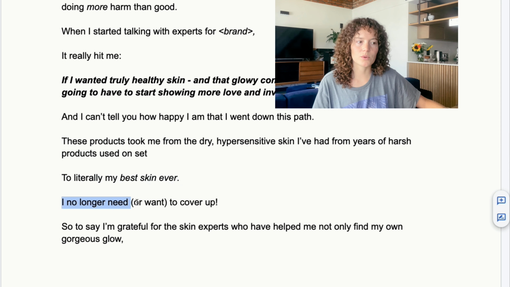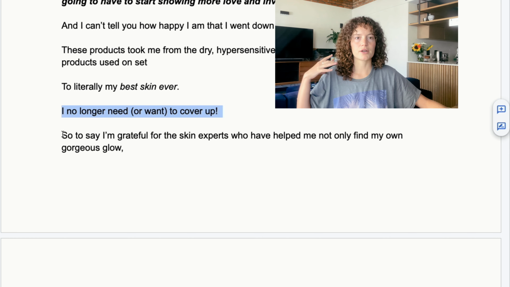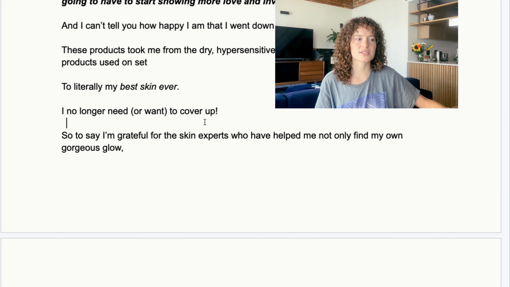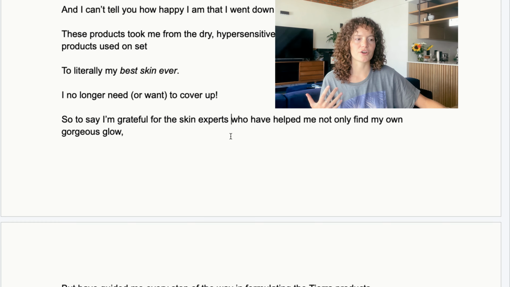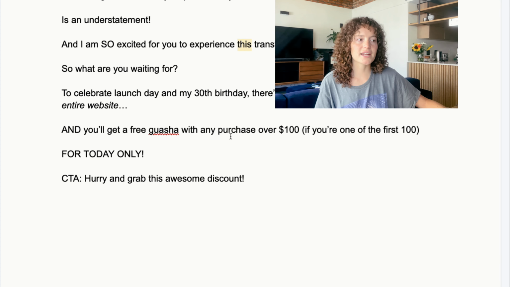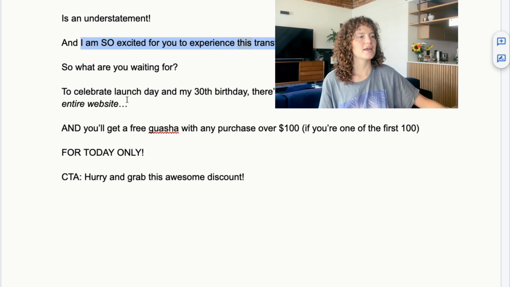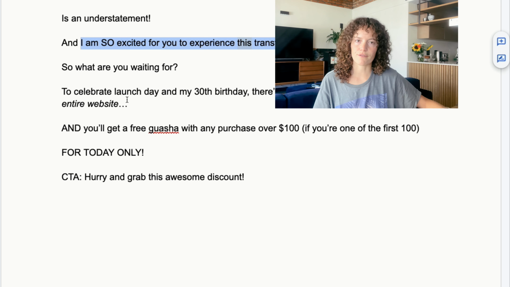She no longer wants or needs to cover up with makeup. So again, she kind of brings in a bit of authority here because she references the skin experts who've helped her find her own gorgeous glow and who've guided her in formulating the products. So she's really excited about the transformation that she's experienced and really wants you to experience that transformation too. Again, bringing in the promotional offer at the end of the email with a strong call to action.